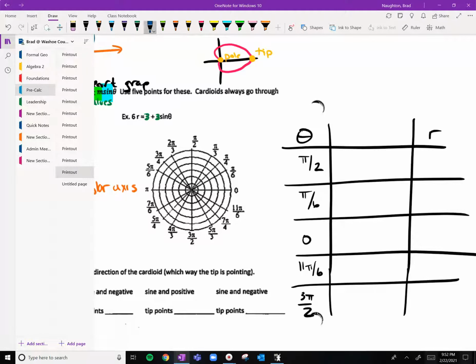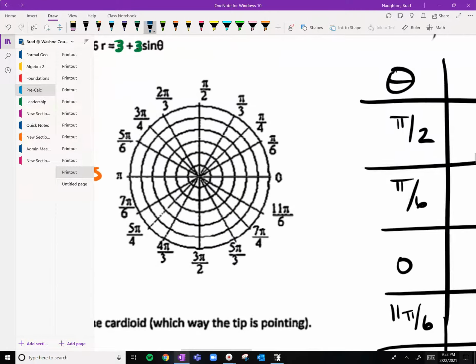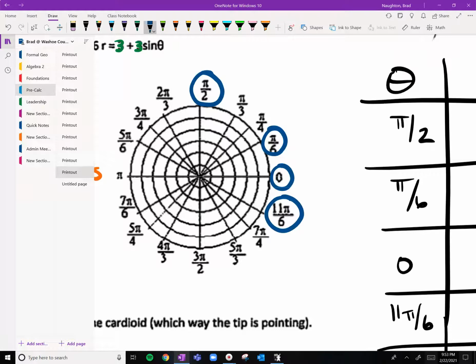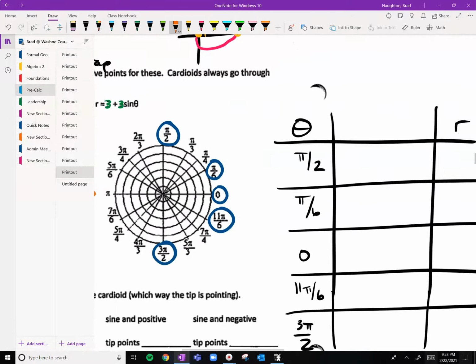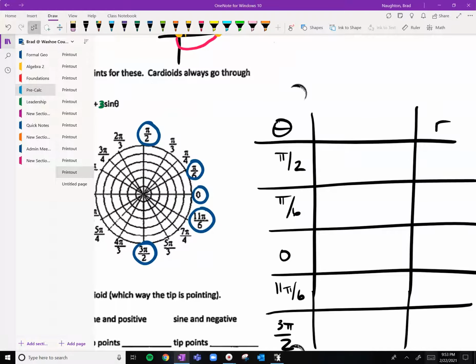Alrighty. So one thing that might be helpful is that you do have your polar graph here. So with sine, we know that we're going to use pi over 2, pi over 6, 0, 11 pi over 6, and then 3 pi over 2. Sometimes it's helpful to circle those so then you know exactly which ones you're going to use. And it also kind of shows which ones are going to go on the other side.